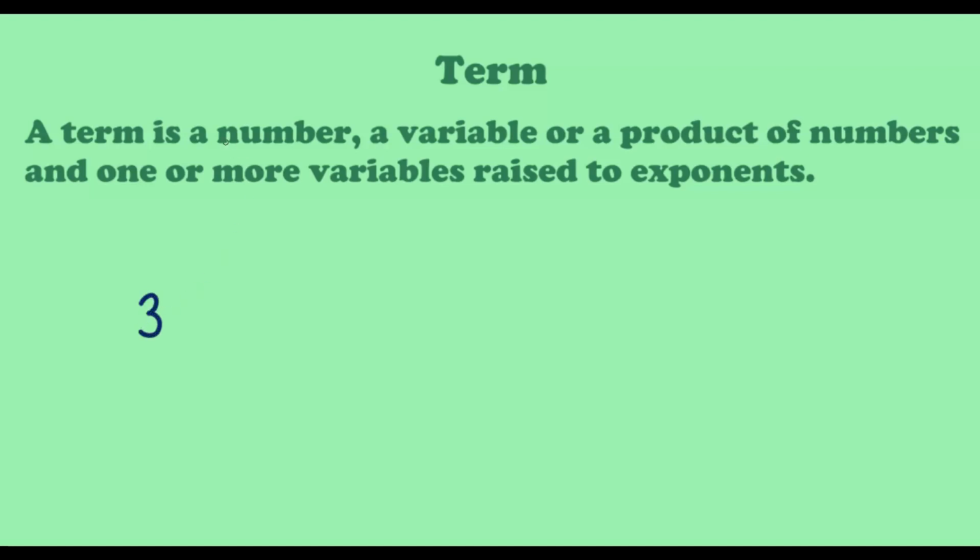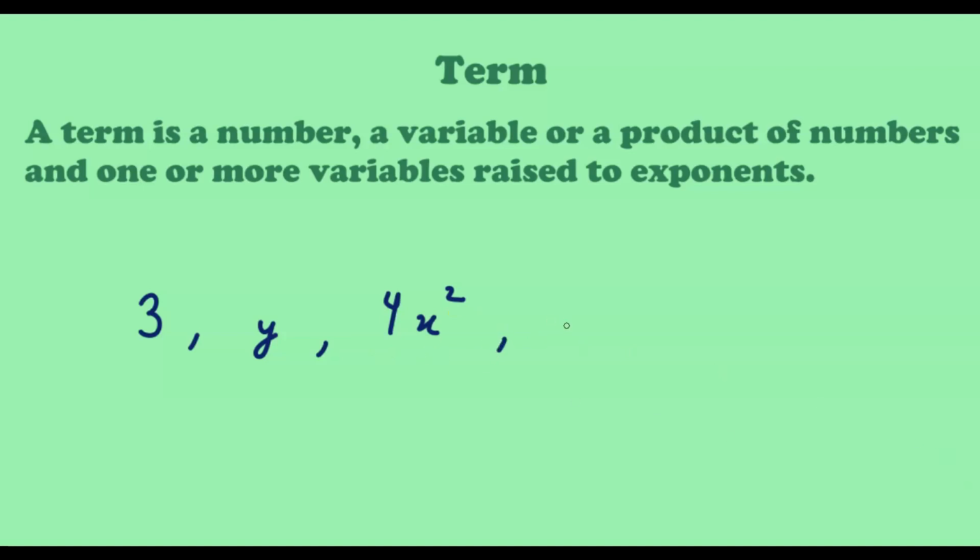3 is a term. This is because it is a number. Y is also a term. This is because it is a variable. Another term is 4x to the power of 2. This is because it is the product of a number and a variable raised to an exponent.